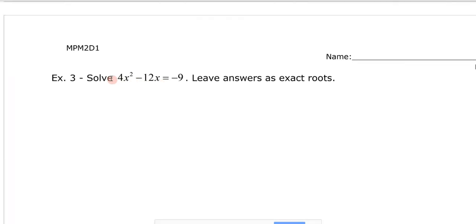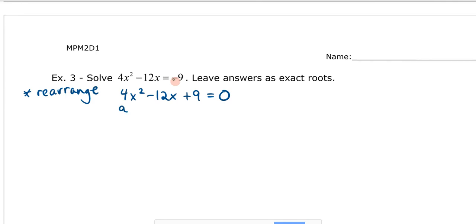Example 3, solve 4x squared minus 12x equals negative 9. So remember what I said about equations. One side has to equal 0. So you have to rearrange this. Okay, and so if I rearrange this, I'll leave the two terms on the left, so 4x squared minus 12x. I'm going to add 9 to both sides, so plus 9 equals 0.